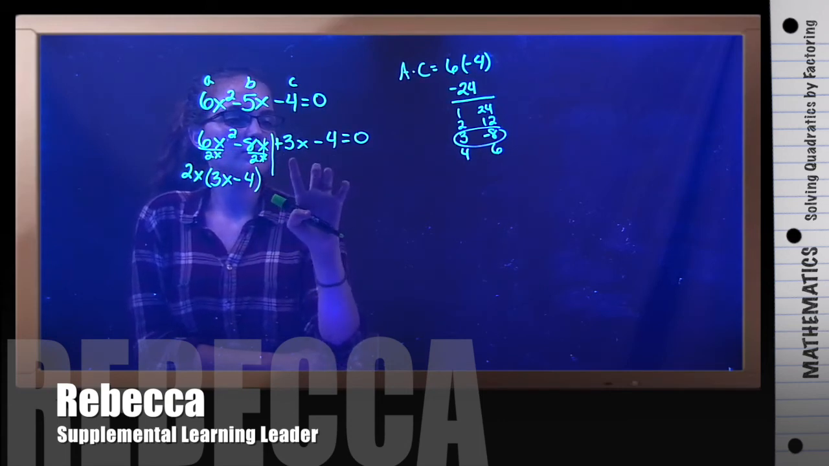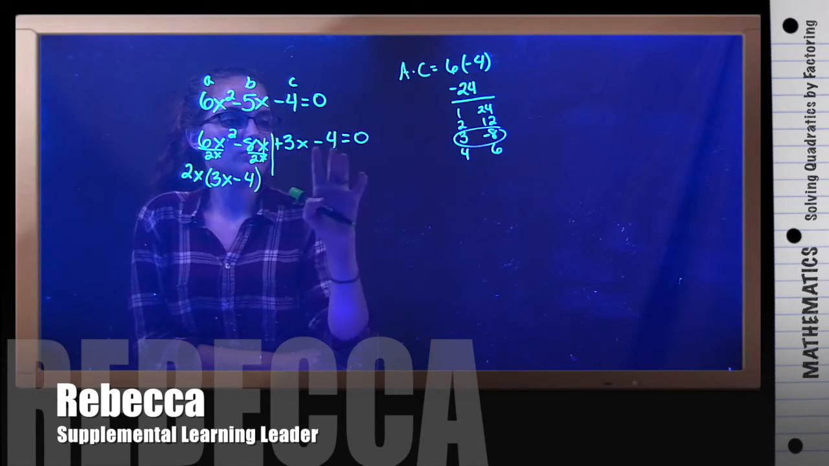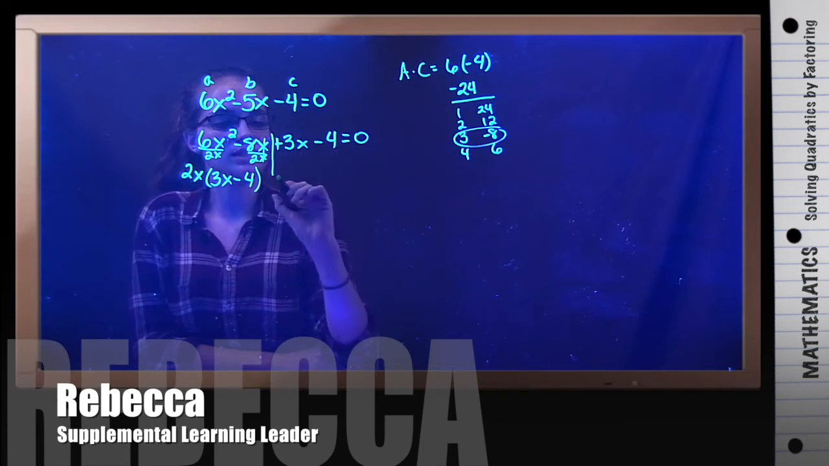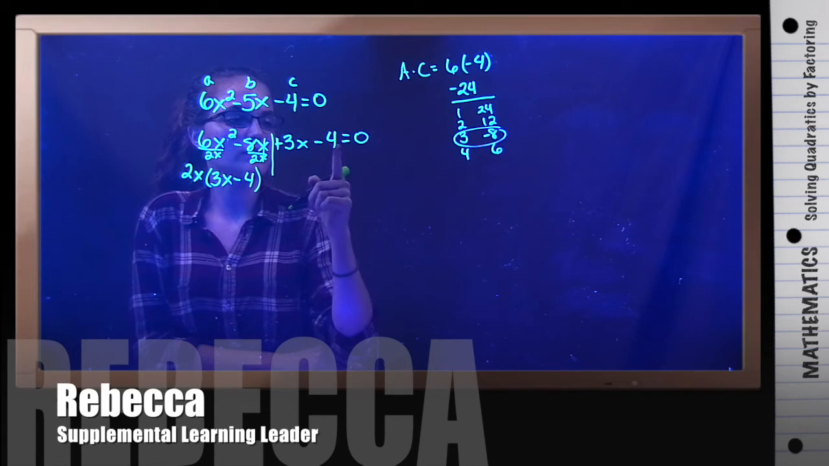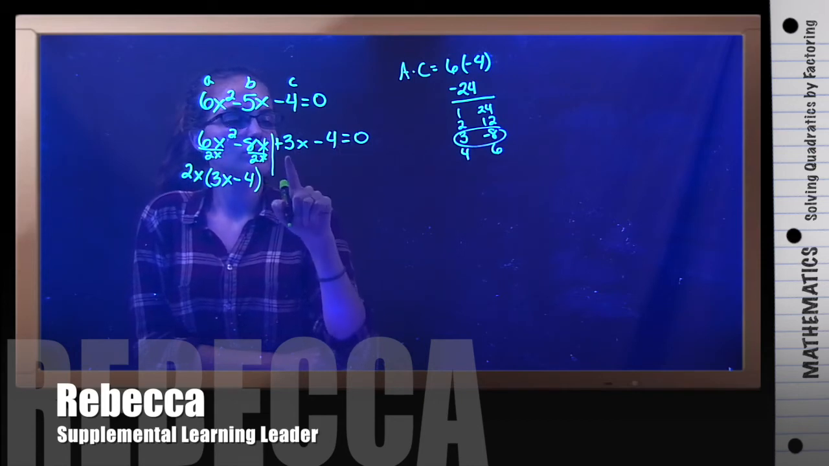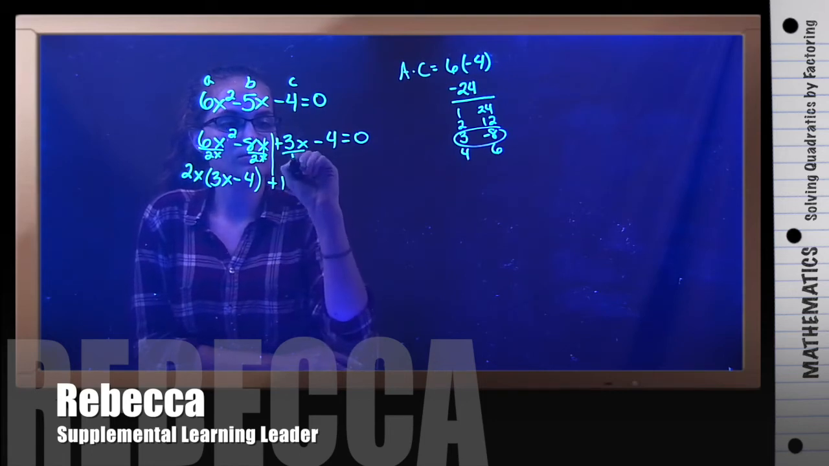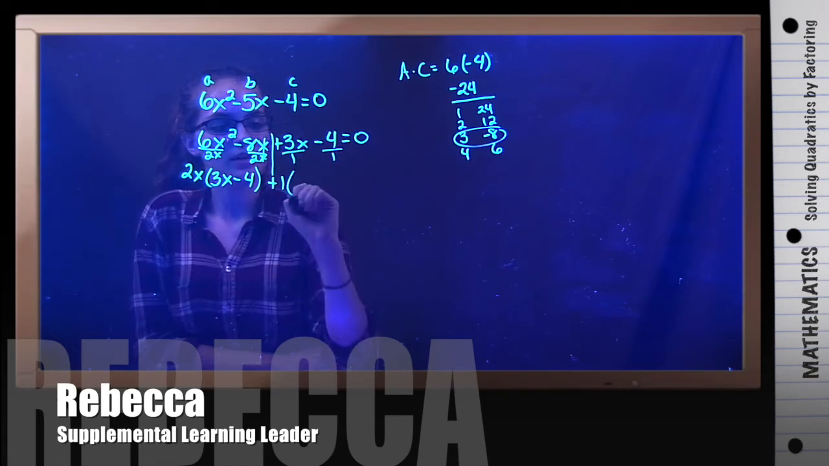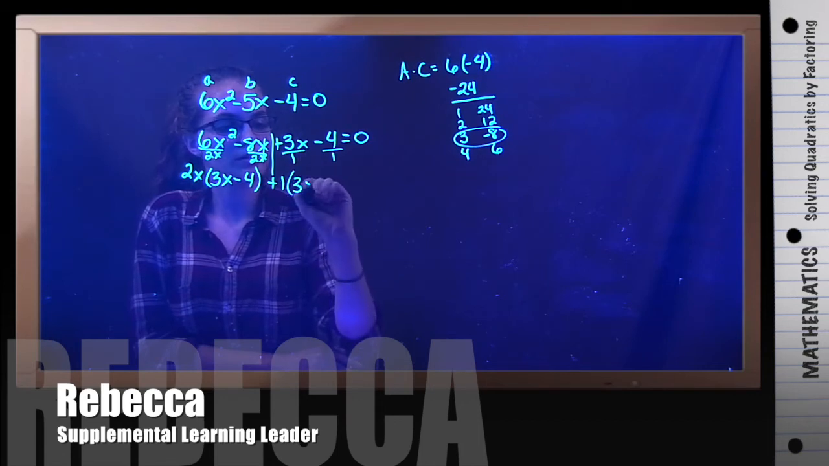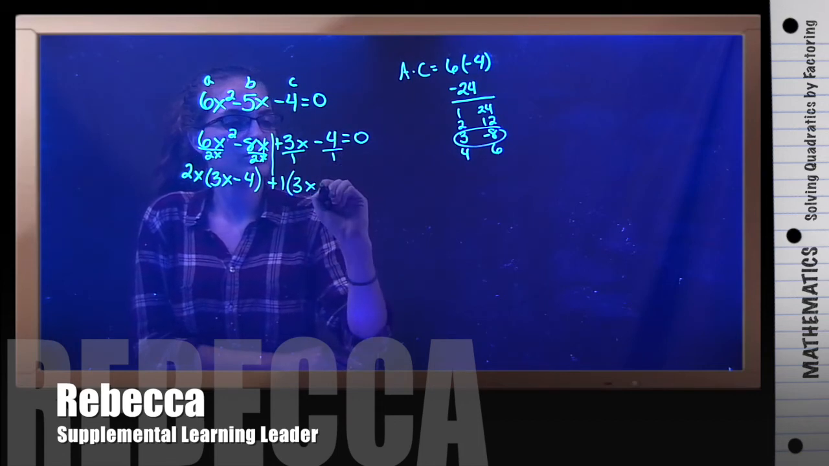Now here, between 3 and 4, there's no GCF. And there's no x on this term either, so we can't take out x either. So our only GCF is going to be 1, because we can always take out a 1. And then 3x divided by 1 is still 3x, and negative 4 divided by 1 is still negative 4.